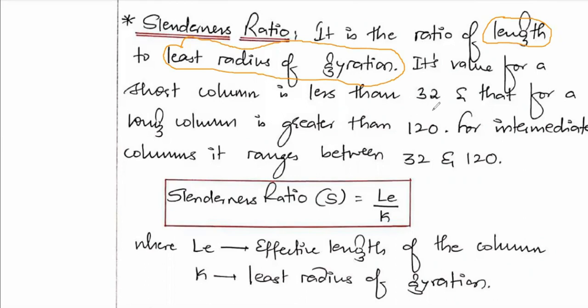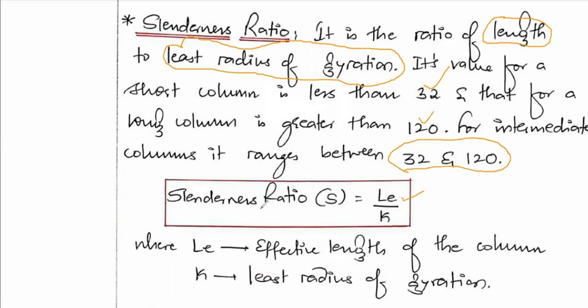Its value for short columns is less than 32, and for long columns is greater than 120. And obviously for intermediate columns, it ranges between 32 to 120. So slenderness ratio is denoted by λ. It is the ratio of Le to k. Le is the effective length of the column. What effective length is, I'll tell you in the next video. For the time being, just know it is a type of length associated with the column. And k is the least radius of gyration.